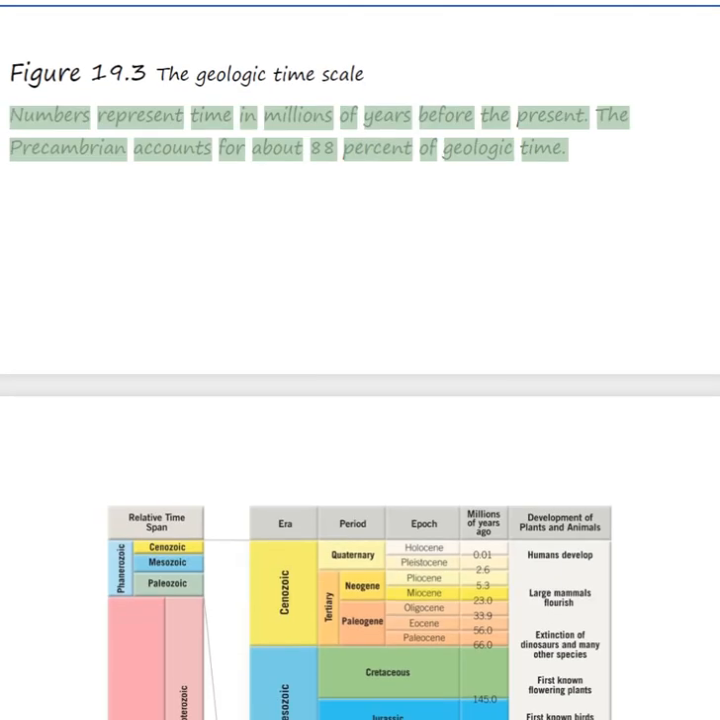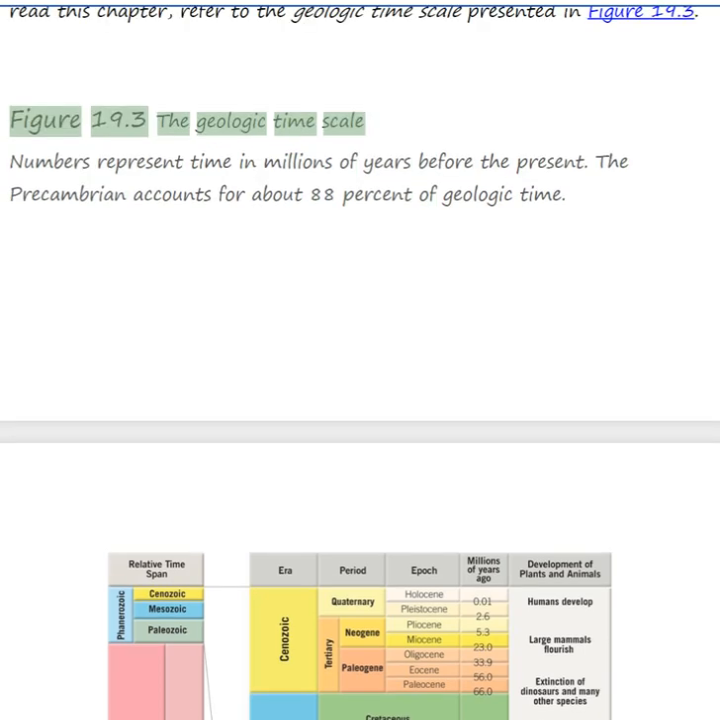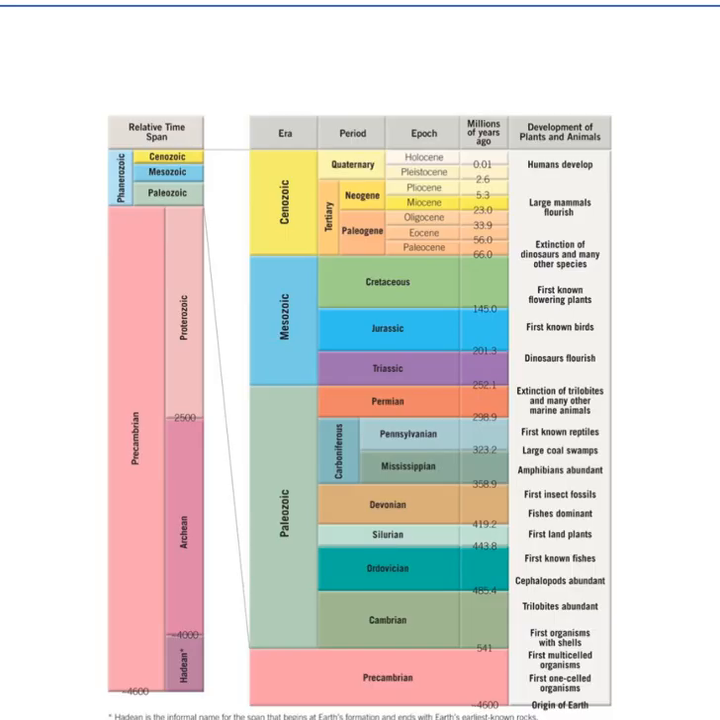Numbers represent time in millions of years before the present. The Precambrian accounts for about 88% of geologic time. Figure 19.3 The geologic time scale. Figure 19.3 Full alternative text description.